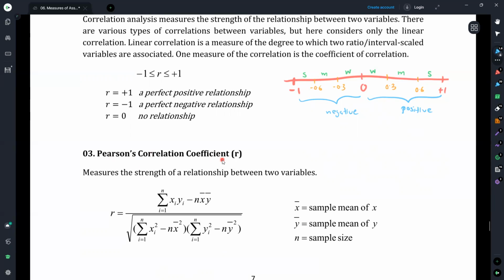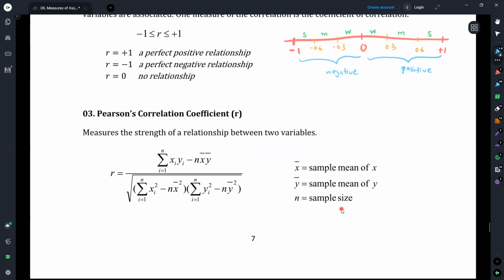Pearson's correlation coefficient measures the strength of a relationship between the two variables. To compute the Pearson's correlation coefficient, we can use the equation mentioned here, where R equals summation of xy minus n x bar y bar over square root of summation of x squared minus n x bar squared times summation of y squared minus n y bar squared, where x bar is the sample mean of x, y bar stands for the sample mean of y, and n is the sample size that we considered in the data set.